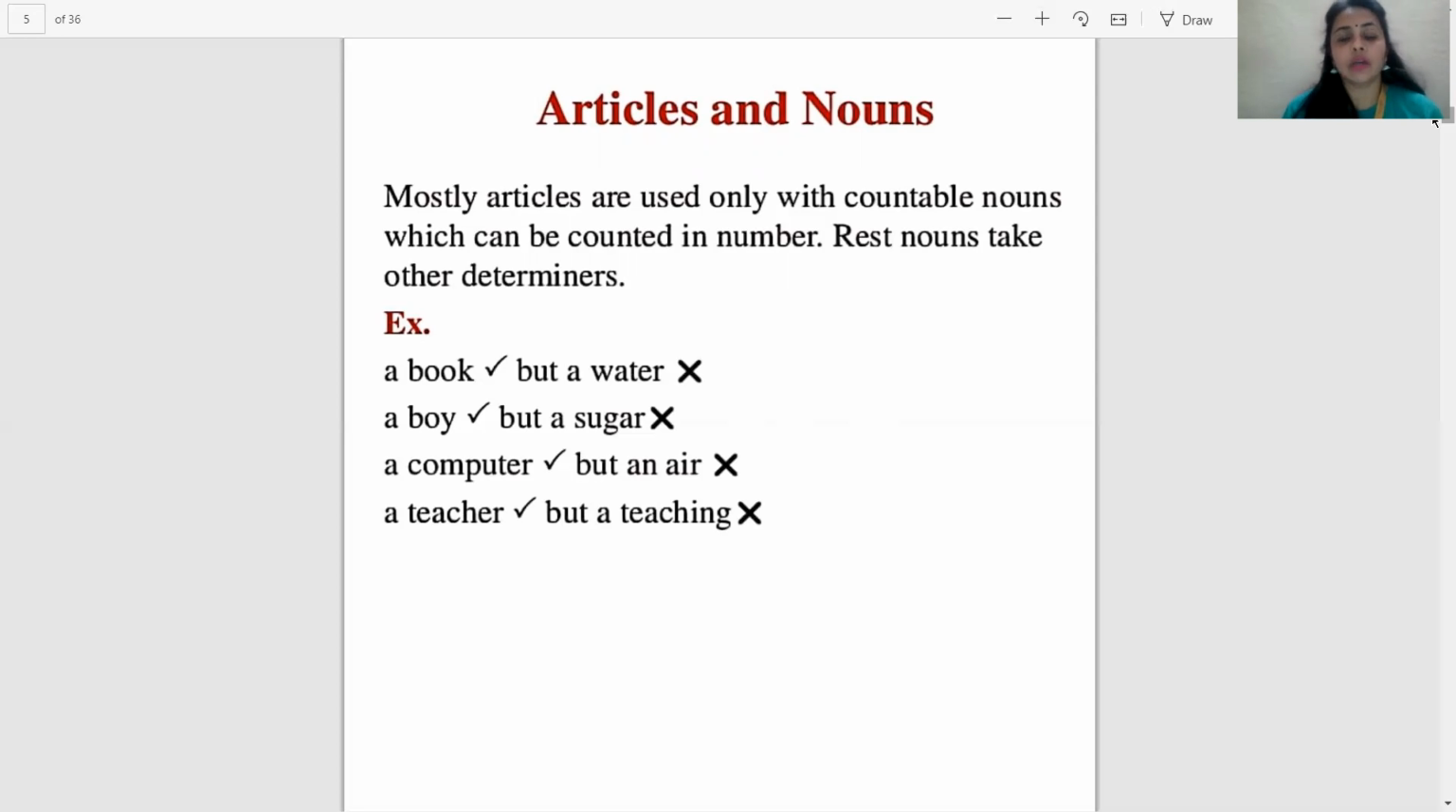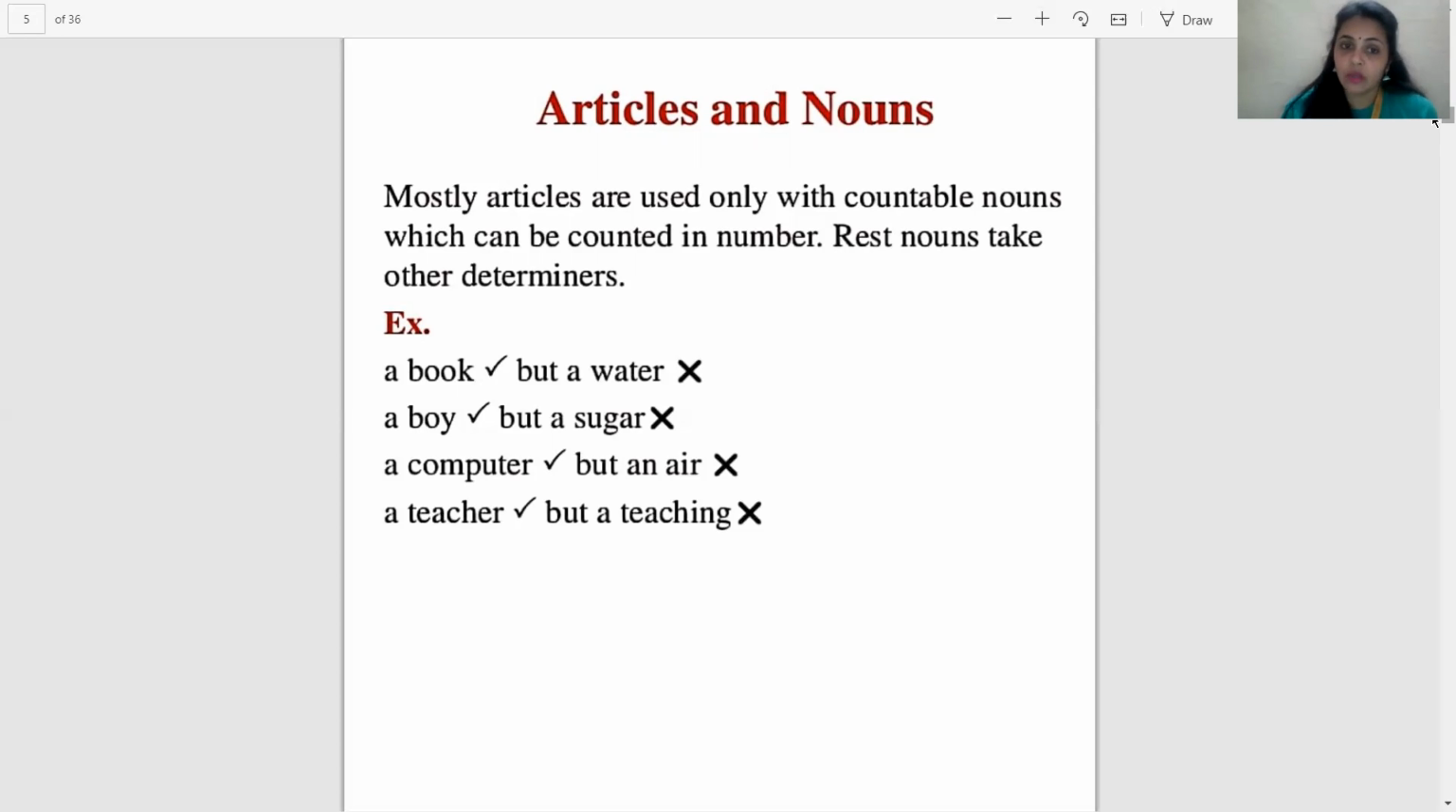Right now we are focusing on articles. For example, a book. Of course, you can count a book or so many books, but a water is uncountable. A boy, boys, a girl, girls.